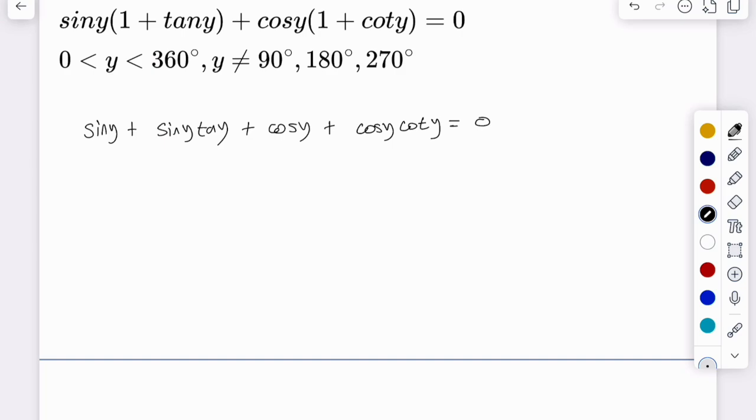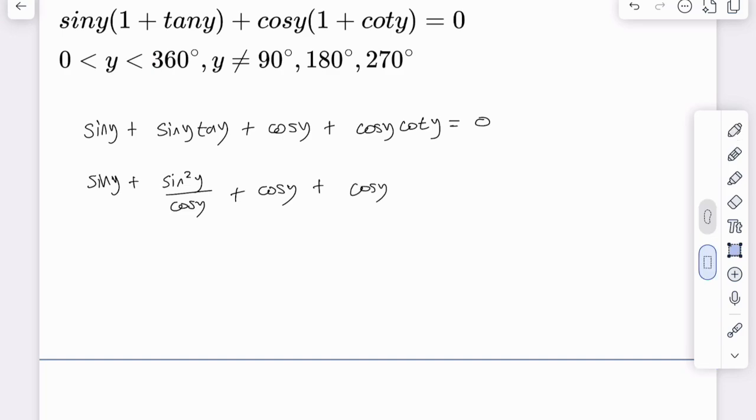So let's expand this out. So we get sine y, plus sine squared y over cos y, plus cos y, plus cos y times cot y. So that's going to give us cos squared y over sine y. It's all going to equal 0.